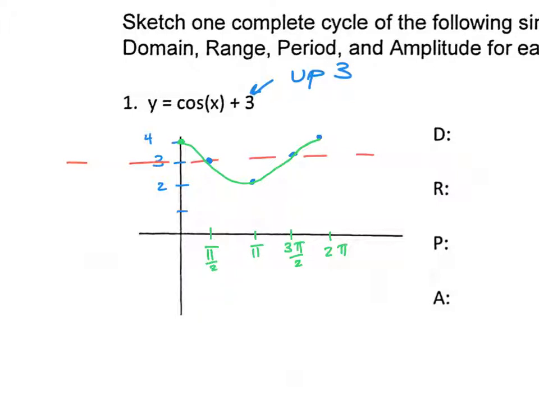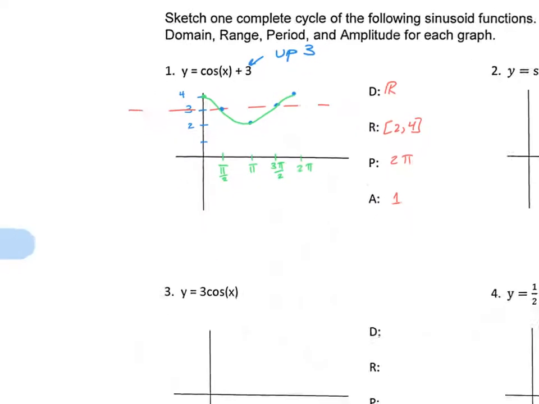The domain is still all real numbers. The range, it oscillates between 2 and 4. The period, it starts at 0, ends at 2 pi, and it keeps going the same way, so that's 2 pi. The amplitude is from the midline to the highest point, and that's still a 1. So the amplitude did not change since there's no vertical compression or vertical stretch.